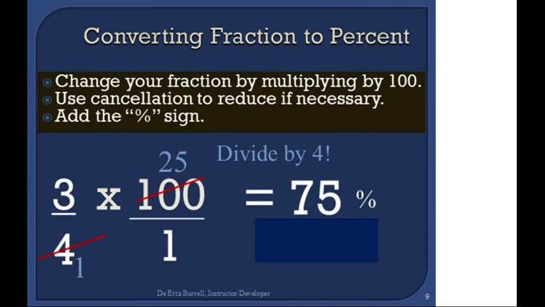Now, if I'm converting a fraction to a percent, what am I supposed to do? Fraction to a percent, multiply by 100. So I'm going to just make that 100 over 1. Can I cancel anything? No, not 1 in 100. 4 in 100. 4 goes into 4 once, and 4 goes into 100 25 times. What is 3 times 25? 75. 75 over 1 becomes 75. And don't forget your percent sign because you changed it to a percentage.